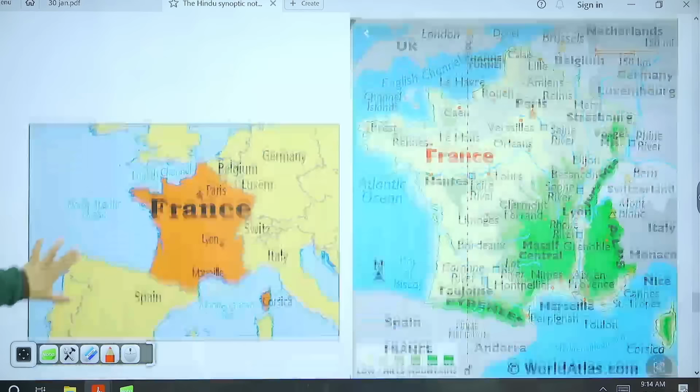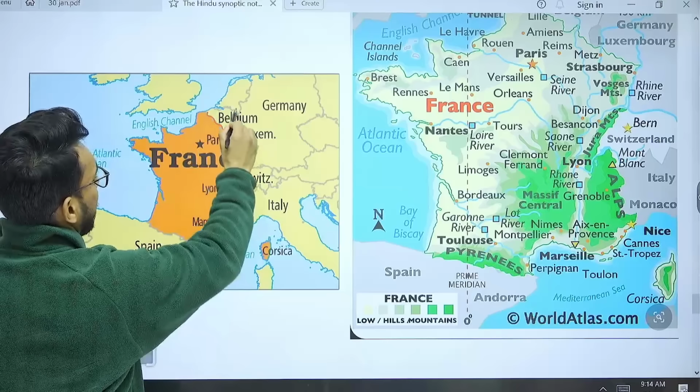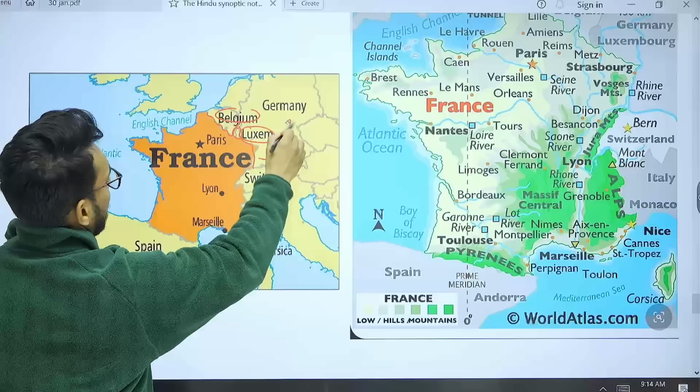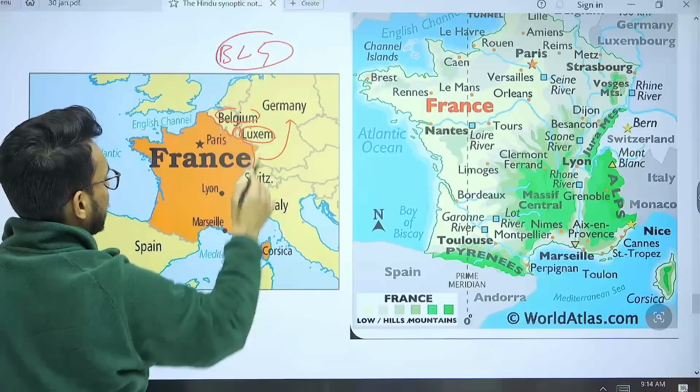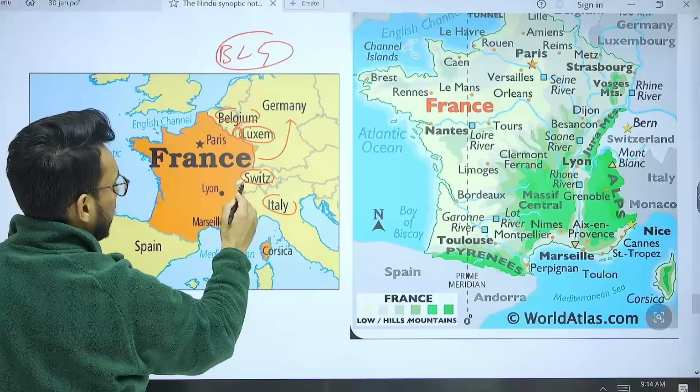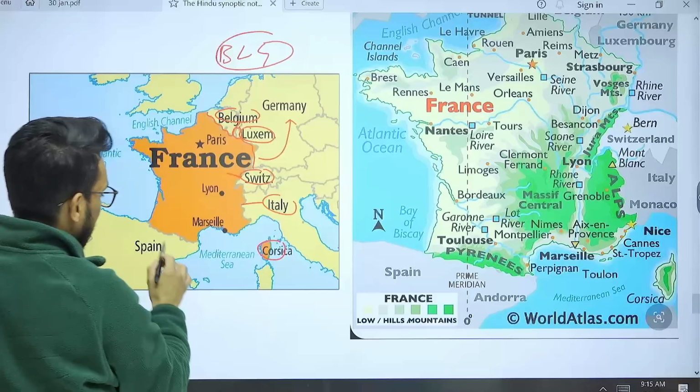So here we can see that we have Belgium here. Then here, small boundaries being made by Luxembourg. Then this one is Germany. So Belgium, Luxembourg and Germany, BLG. Then here we have Switzerland. Then here we have Italy. Corsica is the part of France. Then we have Spain here, and Andorra is also here. Andorra is not mentioned in this particular map, but I have already shown you.